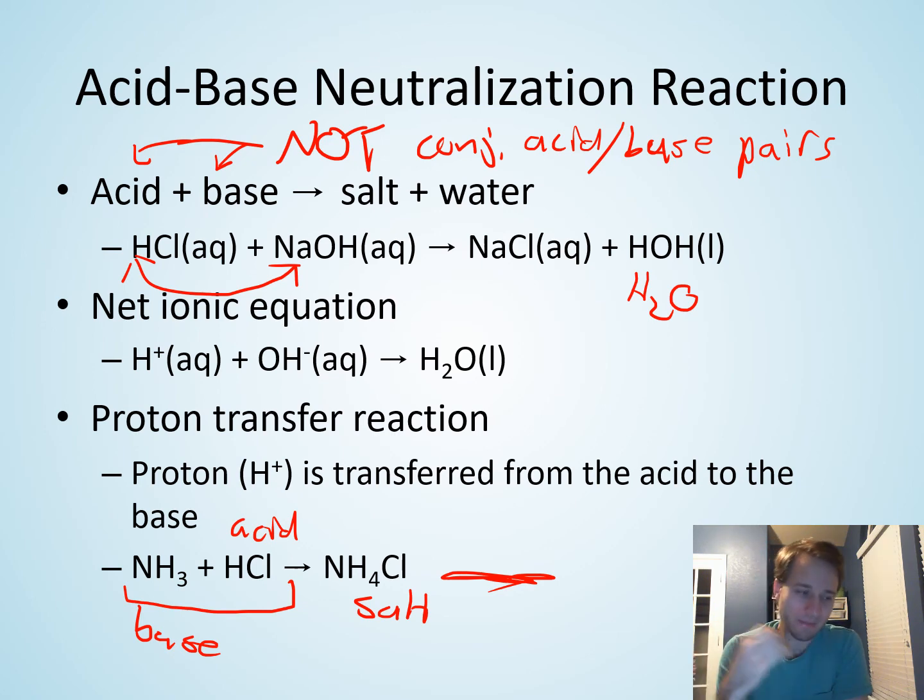If I add an acid and a base into solution, if they're conjugate acid-base pairs, then it'll be one of these common ion effect problems. But if they're not conjugate acid-base pairs, then they will undergo a chemical reaction like what's described here.